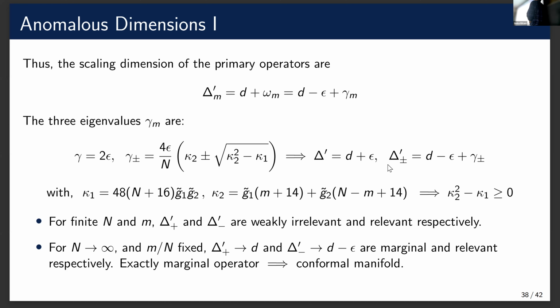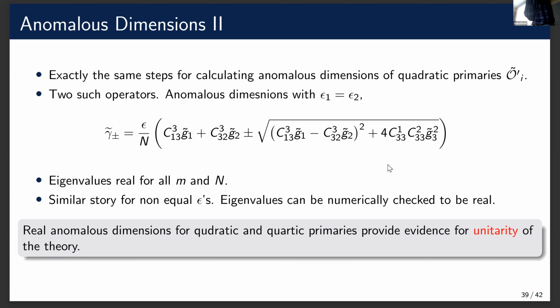So the first check that these models are unitary works at the level of quartic operators. You can consider quadratic operators, and we checked their dimensions for both. This is the answer for equal rank, for alpha equals 1, but you can have alpha not equal to 1, and they will still remain real, which can be checked numerically. So the real anomalous dimensions for both these quadratic and quartic primary operators in the theory provide evidence that these theories are unitary. Okay, it's not a proof because we haven't checked all possible correlators and all possible anomalous dimensions. But as far as we know, this model is unitary.